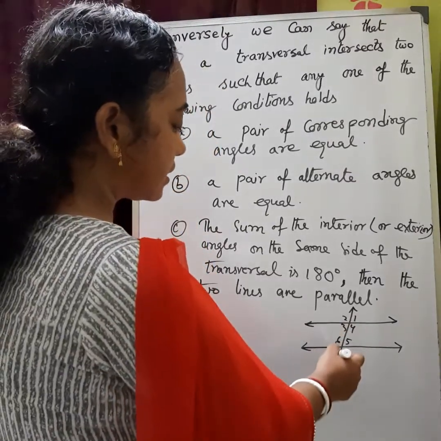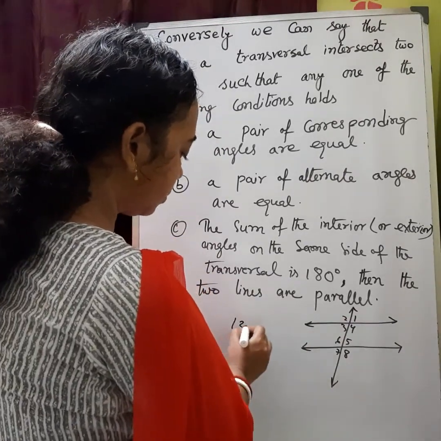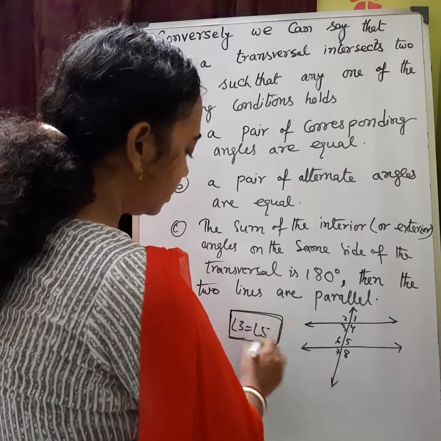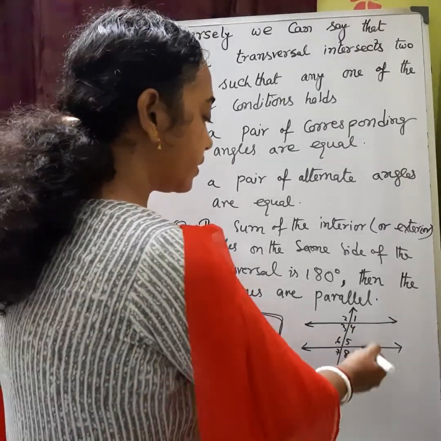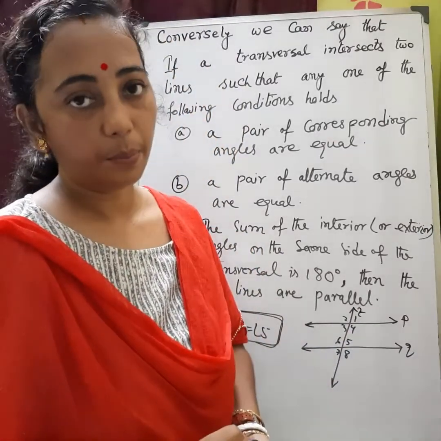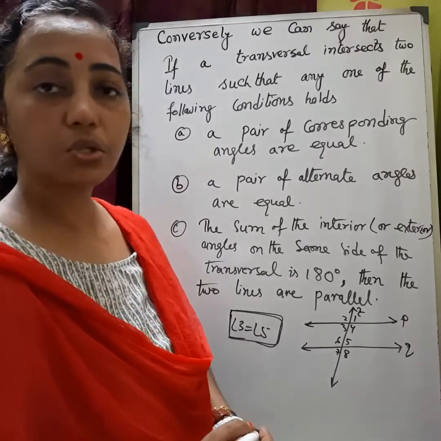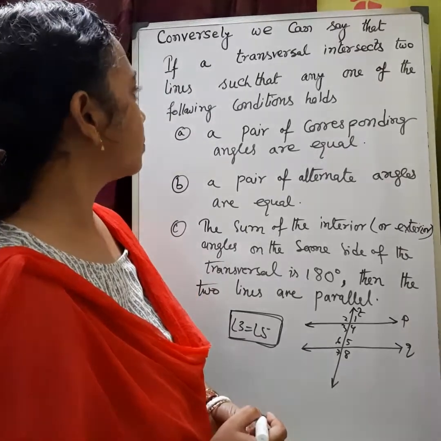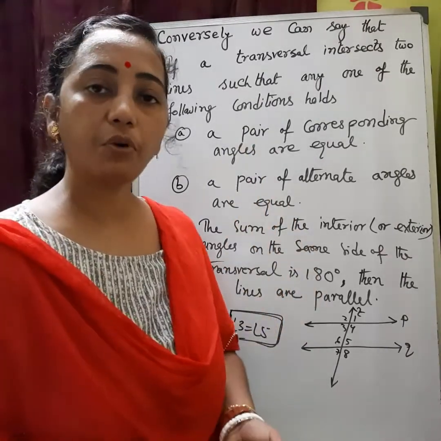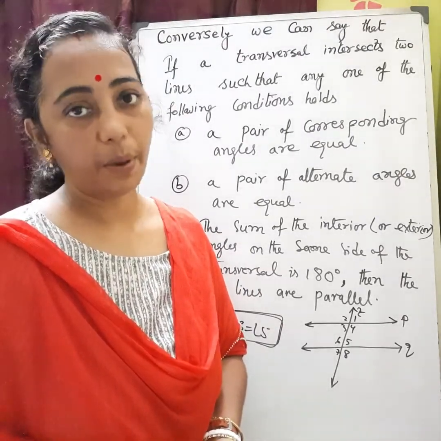So if two lines are given and one of these conditions holds, suppose we consider angle 3 is equal to angle 5, that is, a pair of alternate interior angles are equal, then we can say that the two given lines, suppose P and Q, with transversal T, are parallel. This is a very important statement: conversely, if a transversal intersects two lines such that any one of the following conditions holds, out of these three conditions, then we can say that the two given lines are parallel.